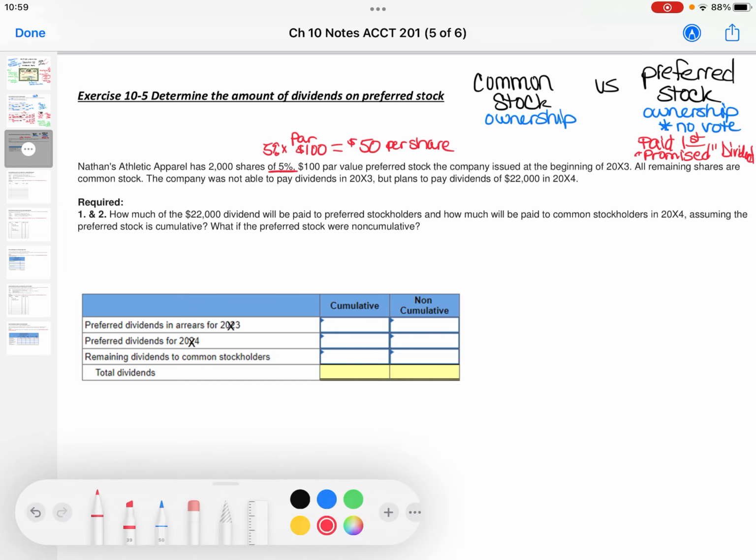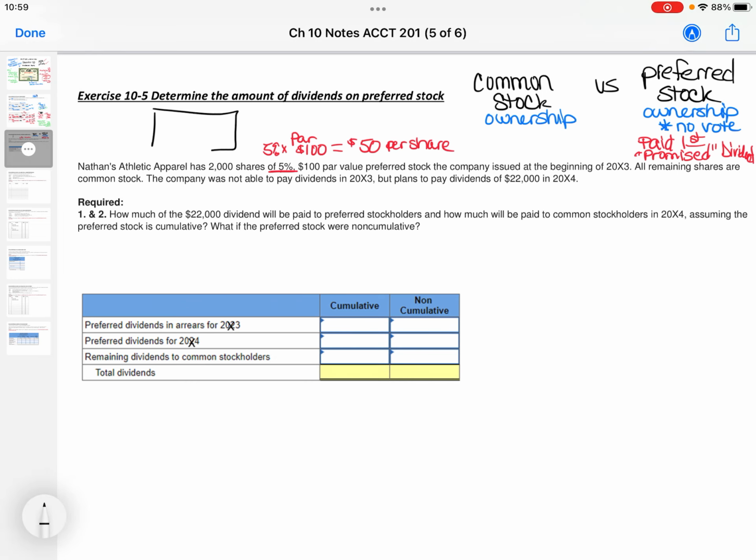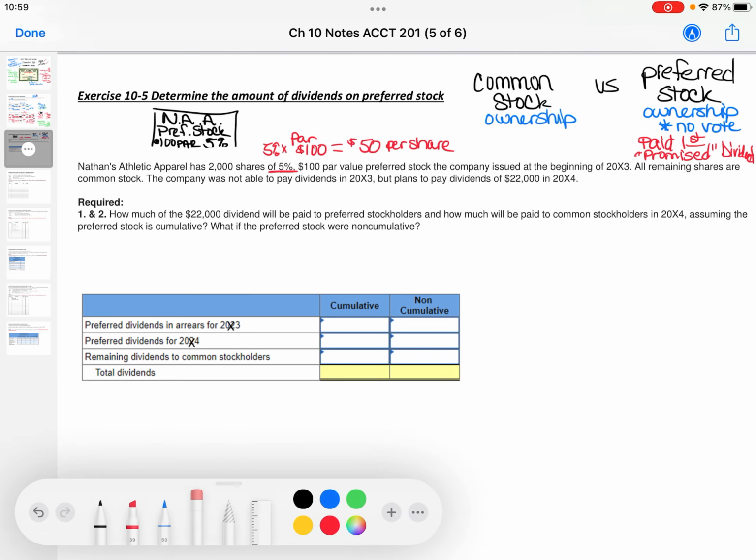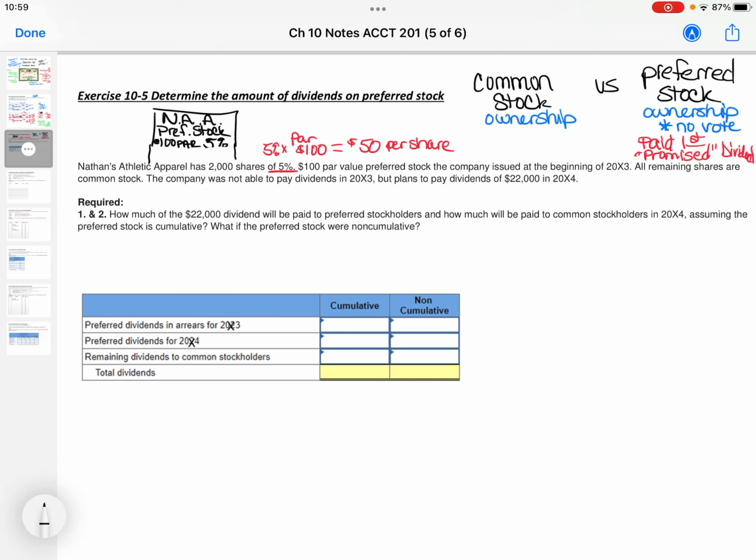So if I have this share of stock, this preferred share of stock, and it says this is Nathan's Athletic Apparel, right? It's a preferred share of stock. It tells me $100 par and 5%. That's great, right? And then there's a lot more fine print, so I need to give myself some room. Okay, so that's what I know so far. Now, they were issued at the beginning of the 3rd year. All remaining shares are common stock, so I'll explain that in just a minute.